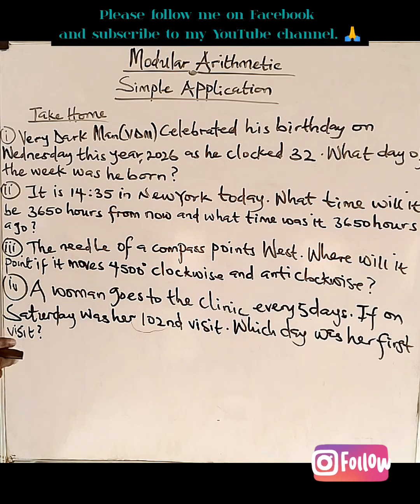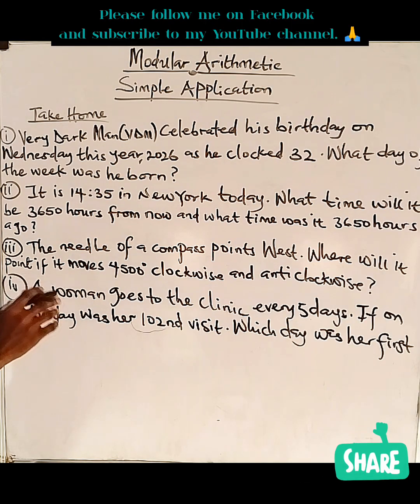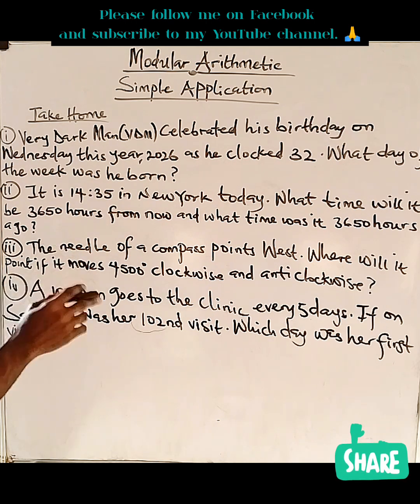For those that have been following this series of lessons for quite some time, I'm very sure that you have what it takes to solve this. I also want to see those that can easily solve this question and give me the right answer. The next question: it is 14:35, that is 2:35 p.m. in New York today. What time will it be 3,650 hours from now? And what time was it 3,650 hours ago?